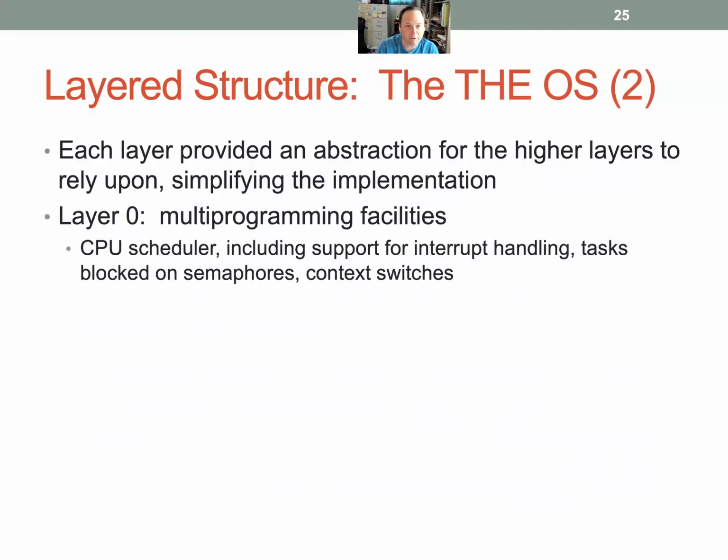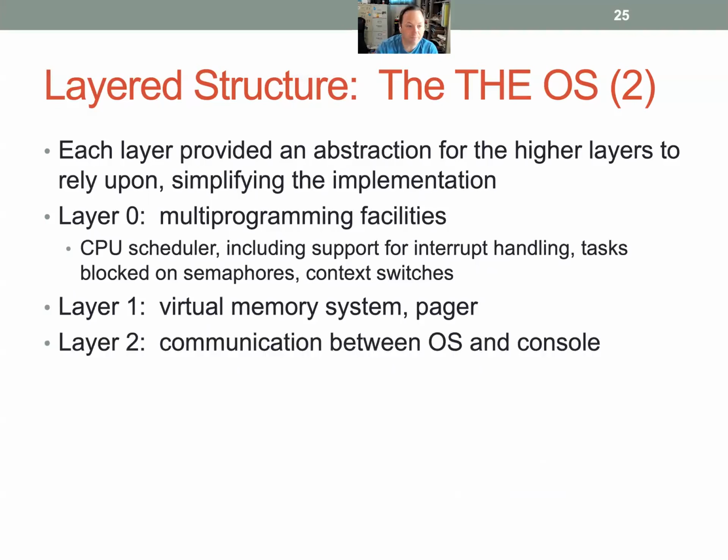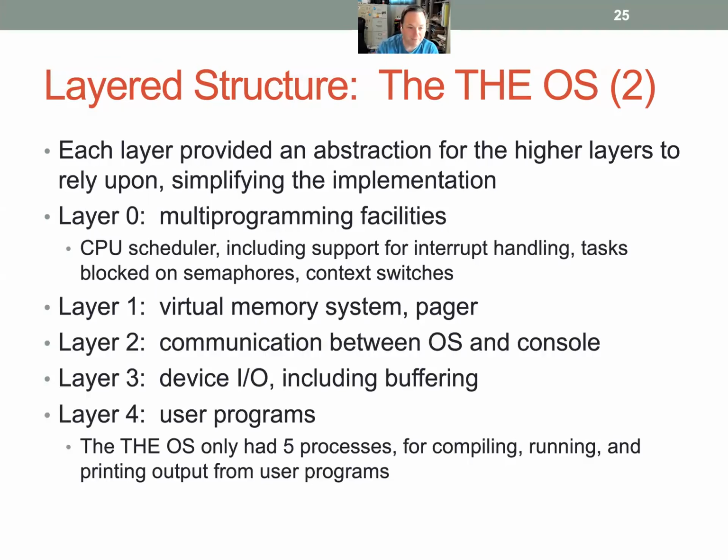So let's see, layer 0 is multiprogramming. Multiprogramming, remember, is the predecessor to multitasking. So program isolation, process isolation, and how program memory is managed, all of that kind of thing, scheduling. Layer 1 is virtual memory and the virtual memory pager. Layer 2 is communications. Layer 3 is device I/O. And layer 4 is user programs, so compiling, running programs, printing output, that kind of stuff.